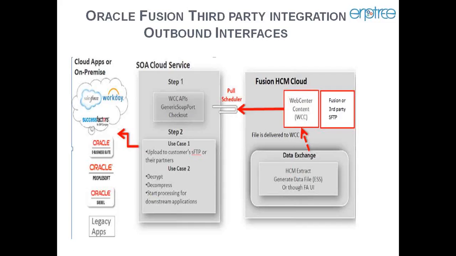Okay, so from the Fusion application we have three different tools from where we can place the file, either on the UCM or on the Fusion or third-party SFTP, from where the third-party systems can pick up the file. While doing all these things, we can even encrypt the file, and then the third-party systems can decrypt these files also, depending on the requirement, whether they want to keep the data encrypted while transferring to the third party or not.